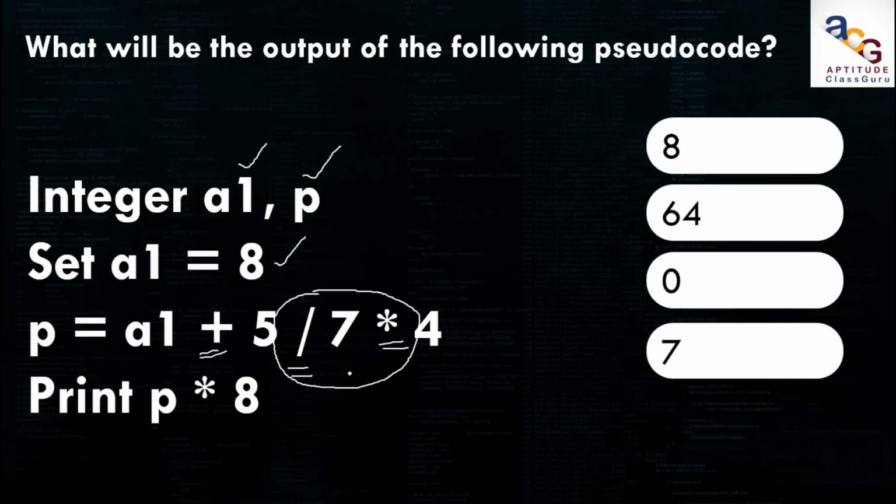What do we have to perform? We have to perform from left to right. So first you have to perform 5 by 7. What is the result of 5 by 7? It's nothing but 0. Why? Because it will give us the quotient value. Integer quotient is 0. 0 into 4 again 0. So the total value here is 0, such that P equal to A1. If P equal to A1, then print P star 8, which is nothing but P into 8. What is the value of P? It is 8, and 8 into 8, the answer is 64.